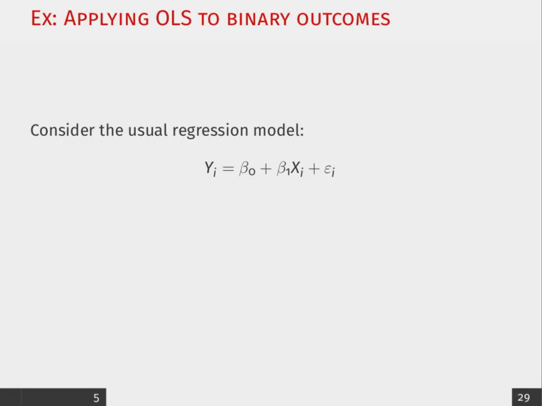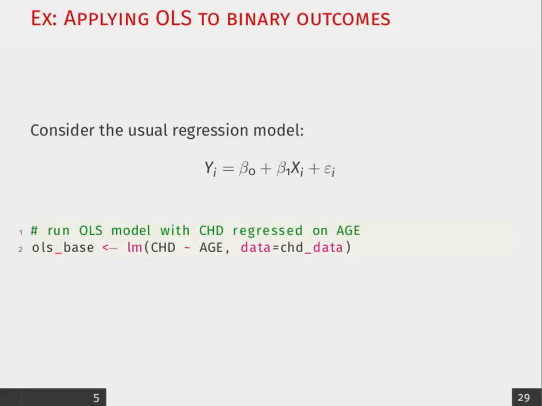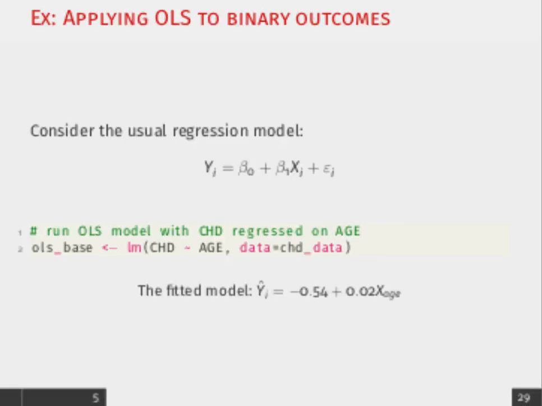Now, if we are going to apply just the normal regression model, right? Again, here our outcome y is going to be 0 or 1, whether or not a patient has CHD, and our main predictor is going to be age. We're still going to estimate an intercept as well as a beta for the relationship between age and CHD. Here I'm just running, again, that normal OLS model with our outcome CHD and our main predictor age.